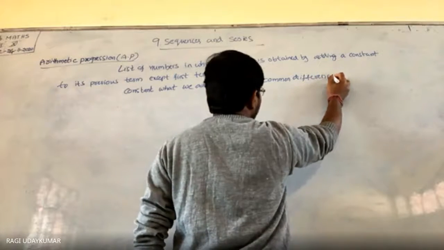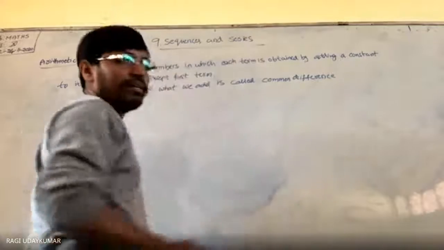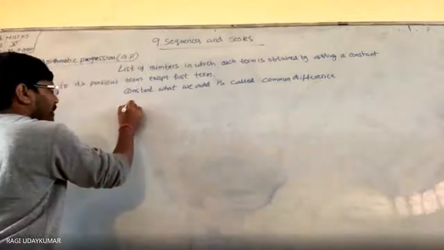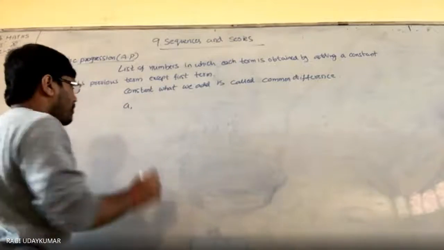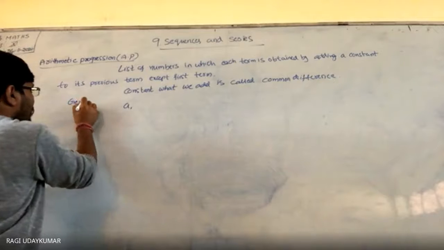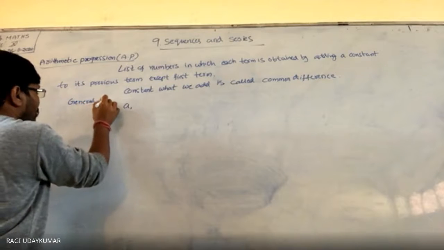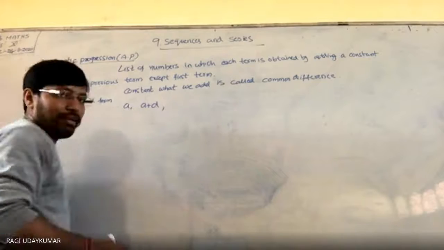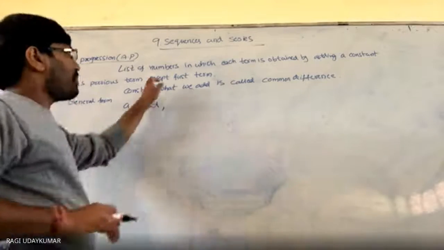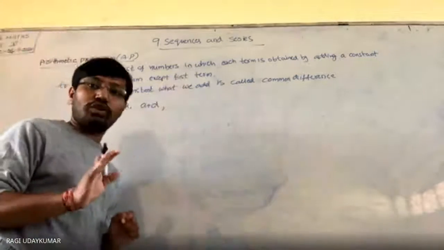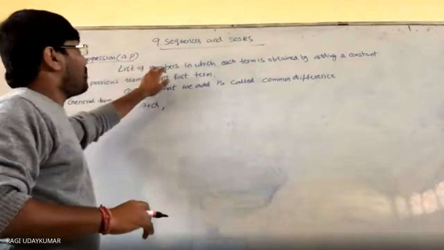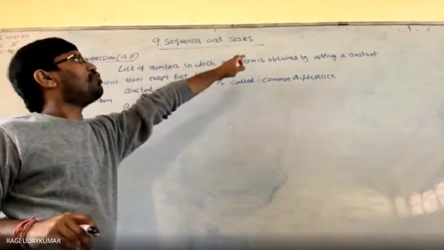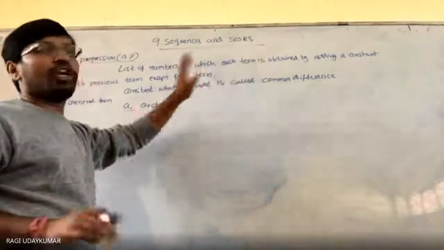Because we are going to define the common difference from the word arithmetic. The first term is a, the usual general form of arithmetic progression. The general form of arithmetic progression is a, and the next term is a plus d. See here, except the first term. So the first term is not obtained by adding. We said each term is obtained, so the first term will not be obtained that way.